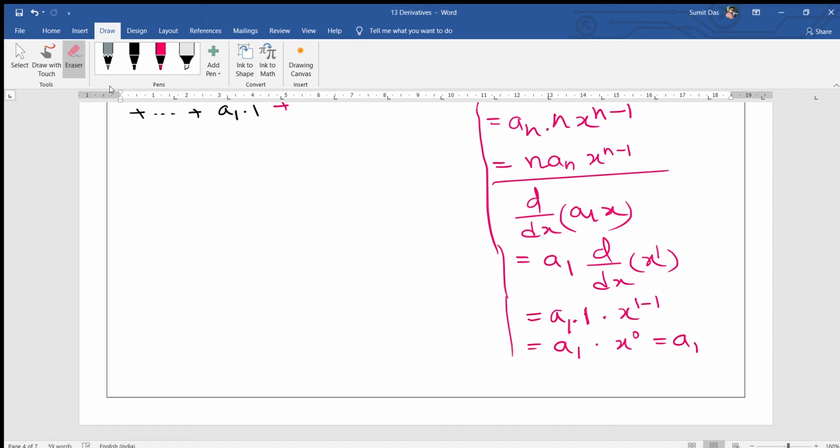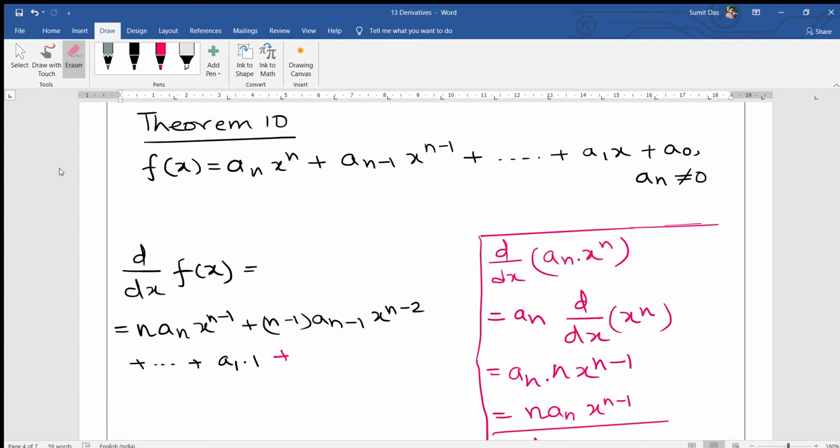So similarly, here we can see this is a0. This is a0. So the derivative of this number will be, derivative of this will be 0. Okay, so our polynomial derivative will be n x to the power n minus 1, n minus 1, a n minus 1 x to the power n minus 2, like this.